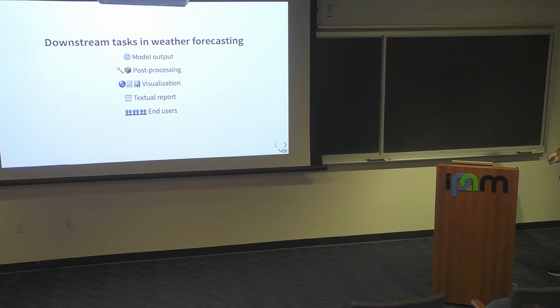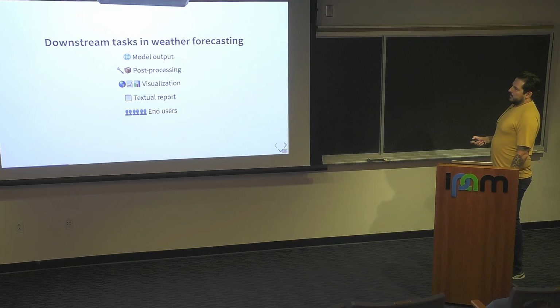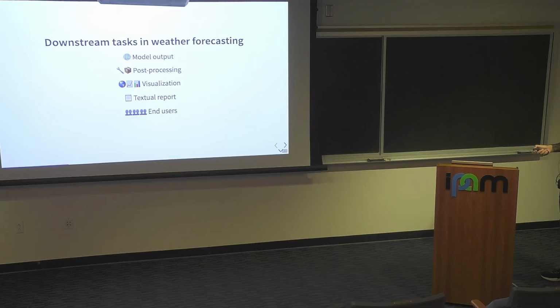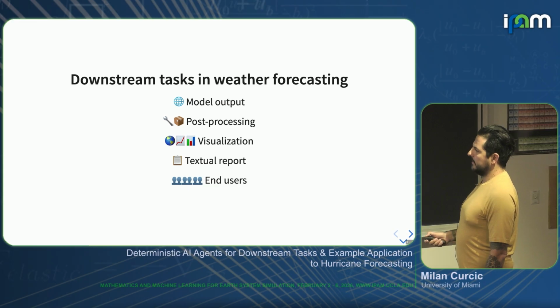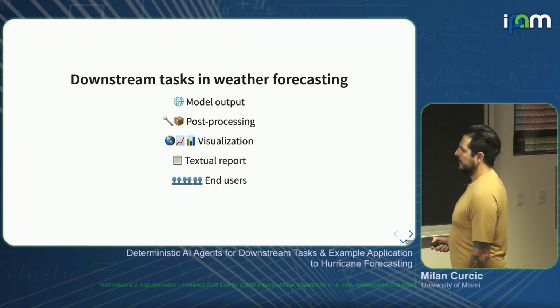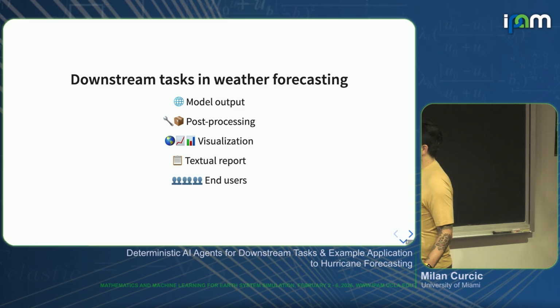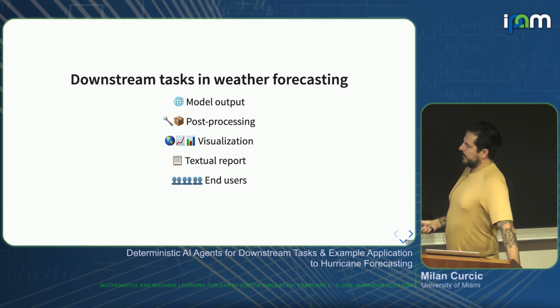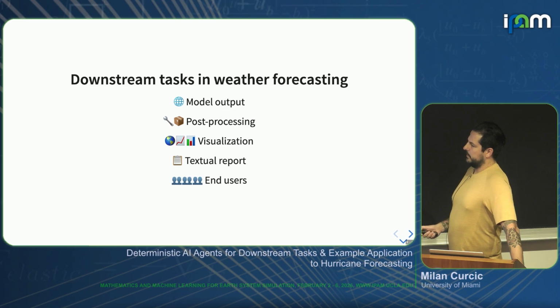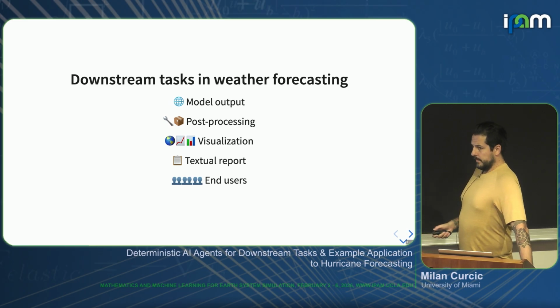Okay, so the motivation is there are all these tasks that are downstream from the model output, and Noah showed a much nicer version of this, and just picture that there are little down arrows. Going from model output, you need to do some post-processing. There's a lot of visualization for all kinds of use cases, sometimes even textual reports. And typically, visualization and textual reports go to end users.